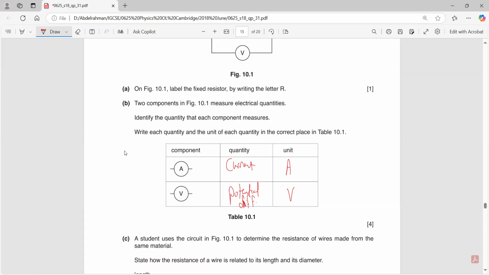Why is the fixed resistor always above the voltmeter? No, it's only in this question. The voltmeter could be on any other component. For this question, it's above the component.